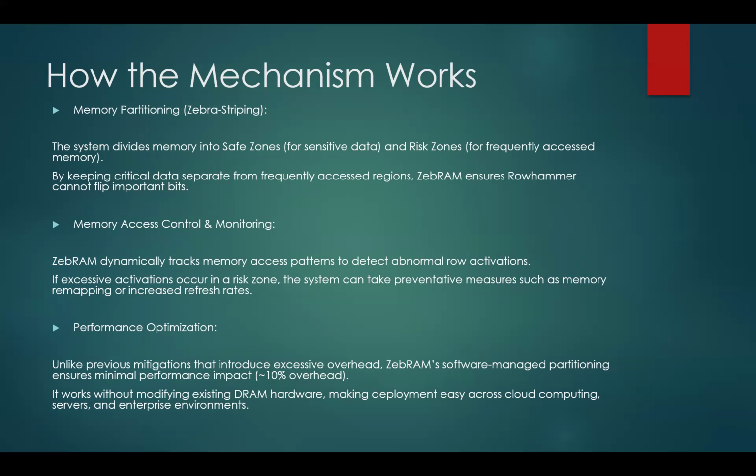The second step is memory access control and monitoring. ZebRAM dynamically tracks memory access patterns to detect abnormal row activations. If excessive activations occur in a risk zone, the system can take preventive measures such as memory remapping or increased refresh rates. Third is performance optimization. Unlike previous mitigation strategies that introduce excessive overhead, ZebRAM's software managed partition ensures minimal performance impact, around 10% overhead. It works without modifying existing DRAM hardware, making deployment easy across cloud computing servers and enterprise environments.